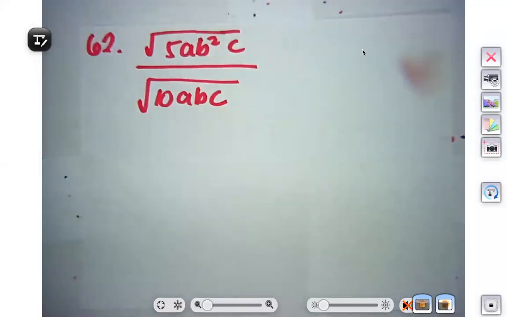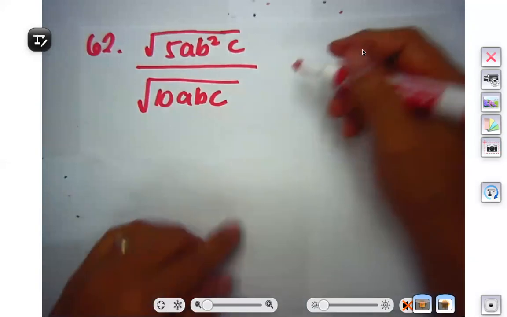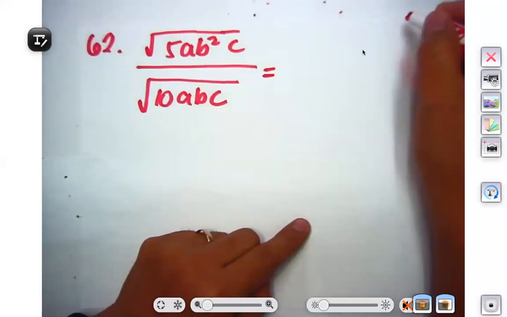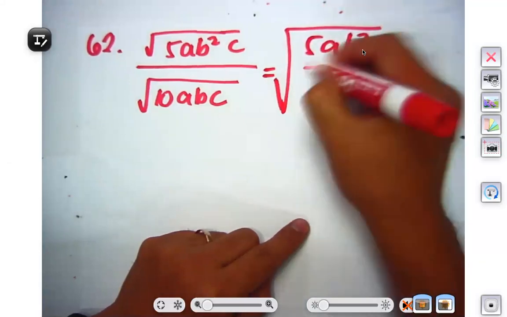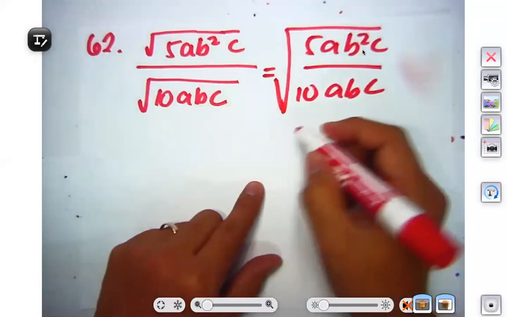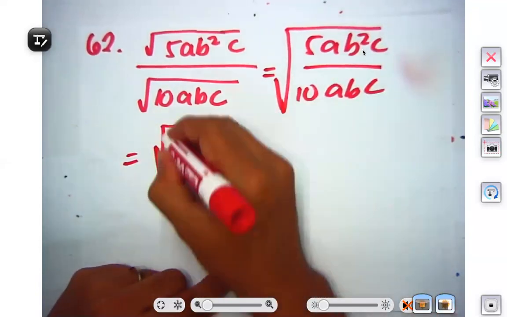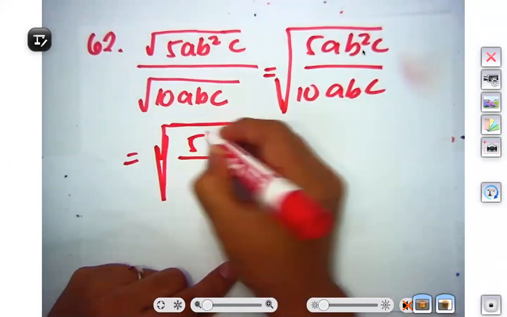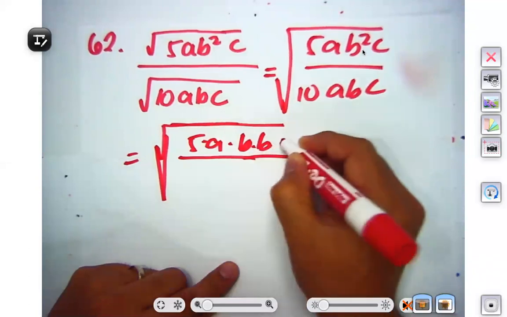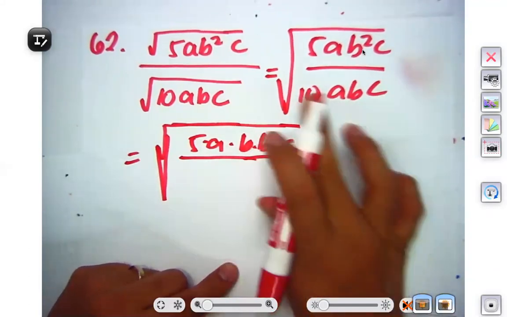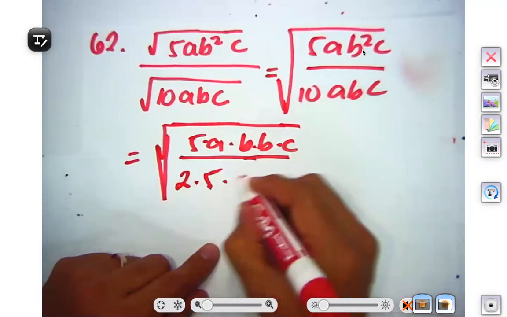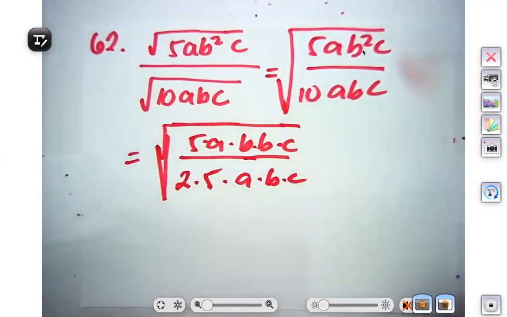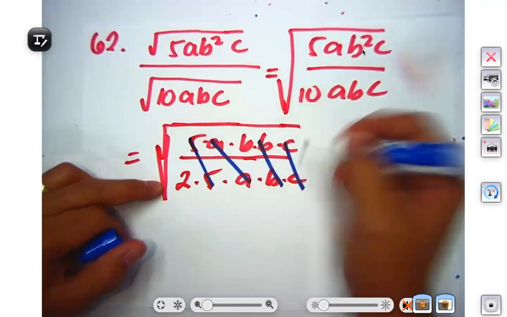Number 62, you have square root of 5ab squared c over the square root of 10abc. We can simplify this because both of them are radicals with index 2. So this would be 5ab squared c over 10abc. Let's factor this. 5a b squared, b times b times c. Denominator 10, factors of 10 are 2 times 5 a b c. Cancel your 5, your a, your b, your c.